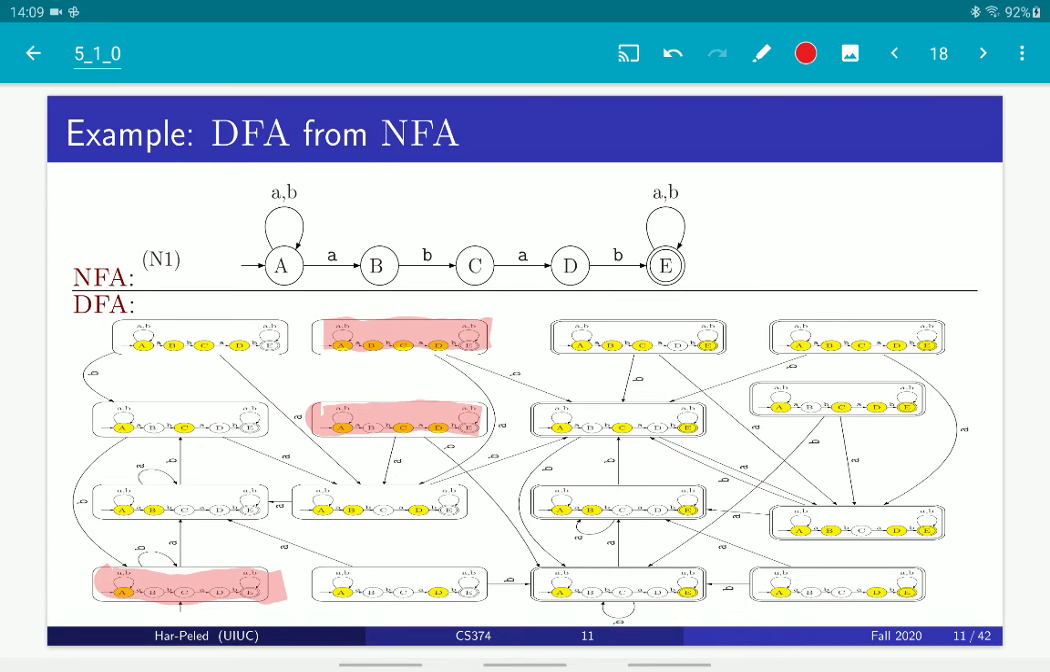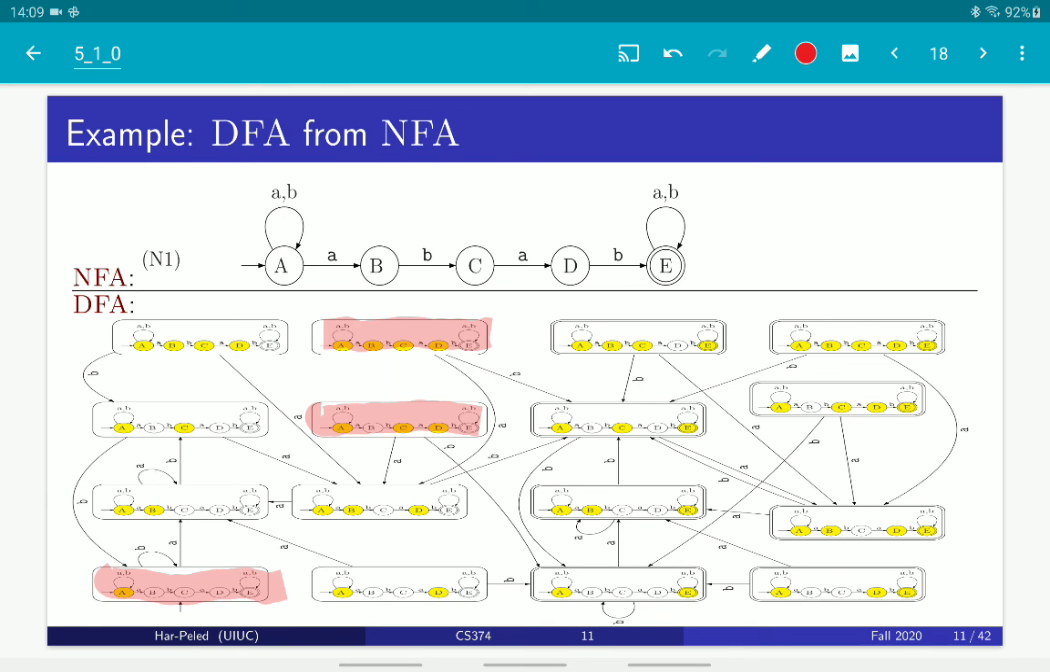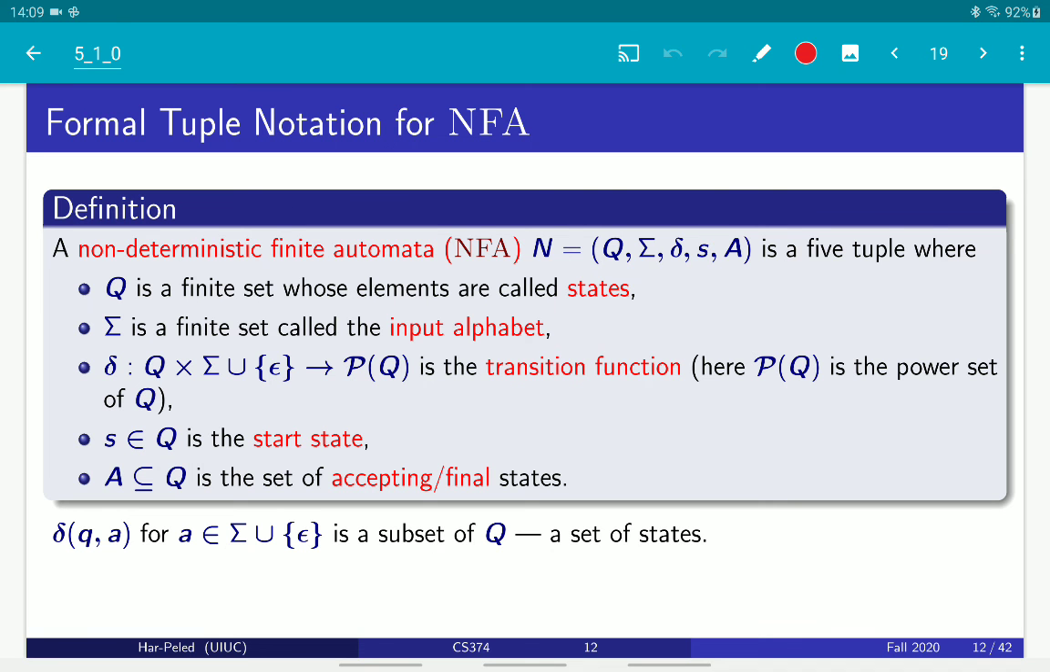A configuration accepts if one of the states in the configuration is an accept state of the original NFA, right? So we know what the accept states are, and everything is well defined. We get the DFA, and now we just run it on the input. Essentially, what the DFA does is simulate the NFA on the input. So that was the big idea, or the sketch of the idea. And that's it.